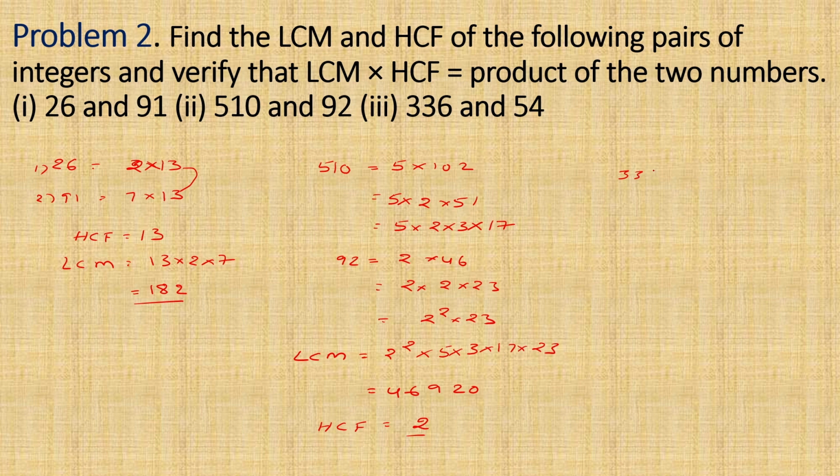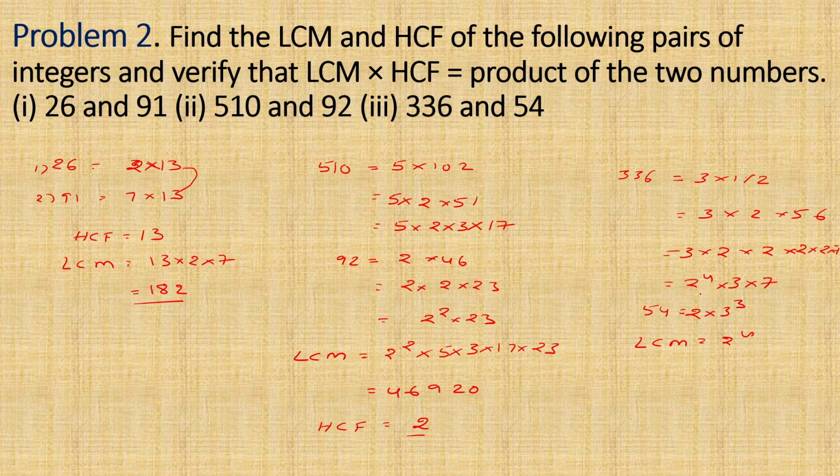Next 336. 336 means 3 into 112, 3 into 2 into 56, 3 into 2 into 2 into 2 into 2 into 7, that is 2 power 4 into 3 into 7. And 54 is 2 into 3 cube.